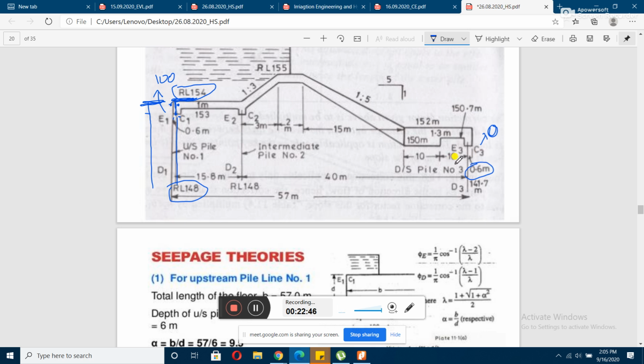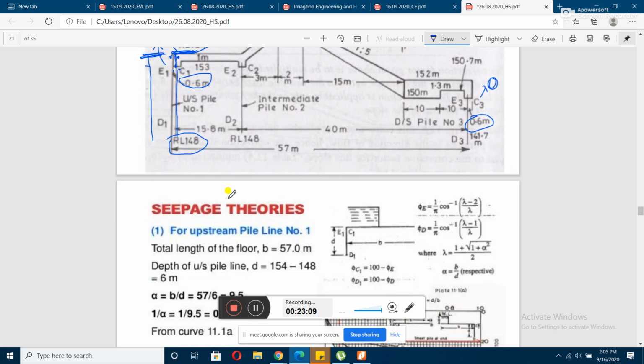You can see that 0.6 meter from the downstream side, as well as 0.6 meter from the upstream side as well. So the 0.6 meter is located at a distance of 0.6 meter from both the ends, your end cutoff piles.